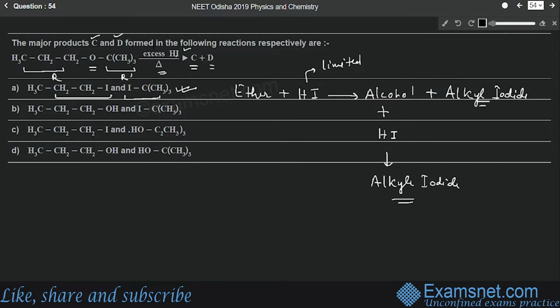In the second one we have one alcohol and one alkyl iodide. In the third one again we have one alcohol and one alkyl iodide. So these will be possible in case of limited amount of hydrogen iodide. In the last one we have two alcohols only, so this is not at all possible. So the correct choice is only option number A.